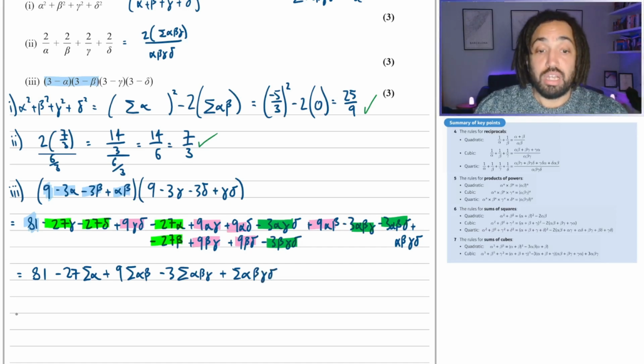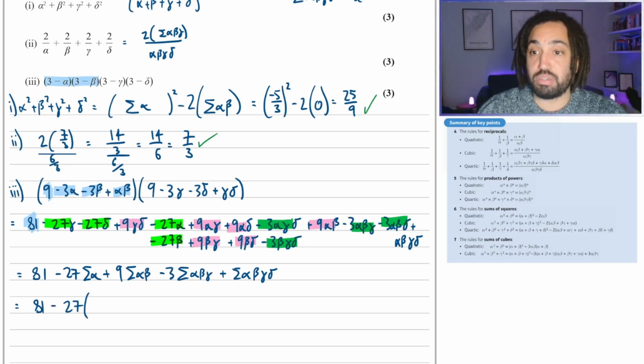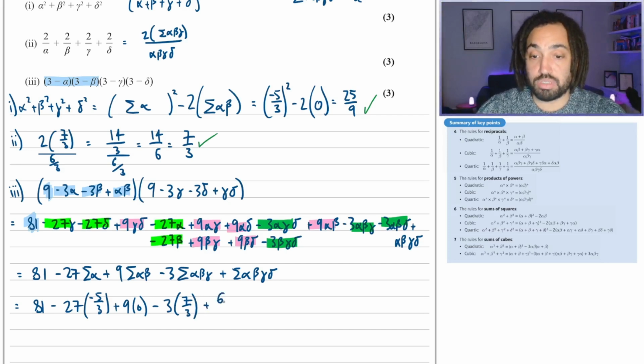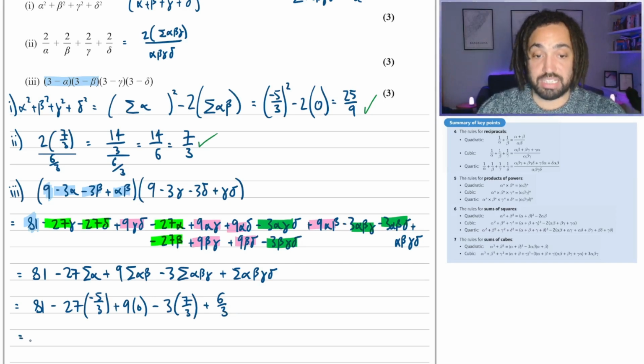Perfect. Okay, so 81 minus 27. We knew that the sum of the singles was minus 5 over 3. The sum of the doubles, I think we've worked that one out already. It was 0. The sum of the triples, we've worked that one out as well. It was 7 over 3. And the sum of all 4 was 6 over 3. Okay, great. So all we need to do is add this all up, and to save you the bother, the answer is 121. Bosh. Job done.